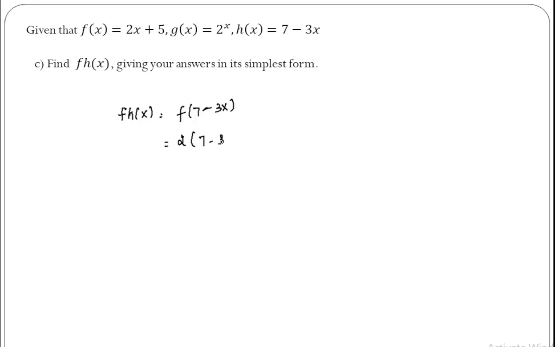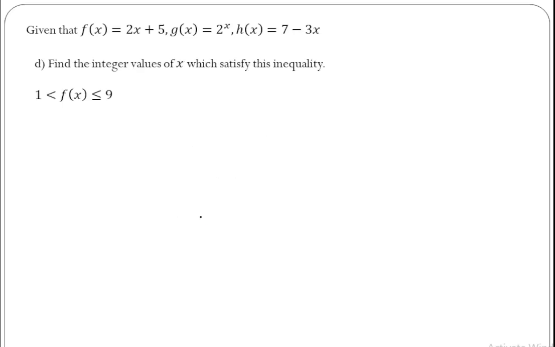Instead of x, we have to substitute 7 minus 3x: 2 times (7 minus 3x) plus 5. 2 times 7 is 14. 3x times 2 is minus 6x, plus 5. 14 plus 5 is 19, minus 6x. This is the simplified form of fh of x. Then let's move on to part D.